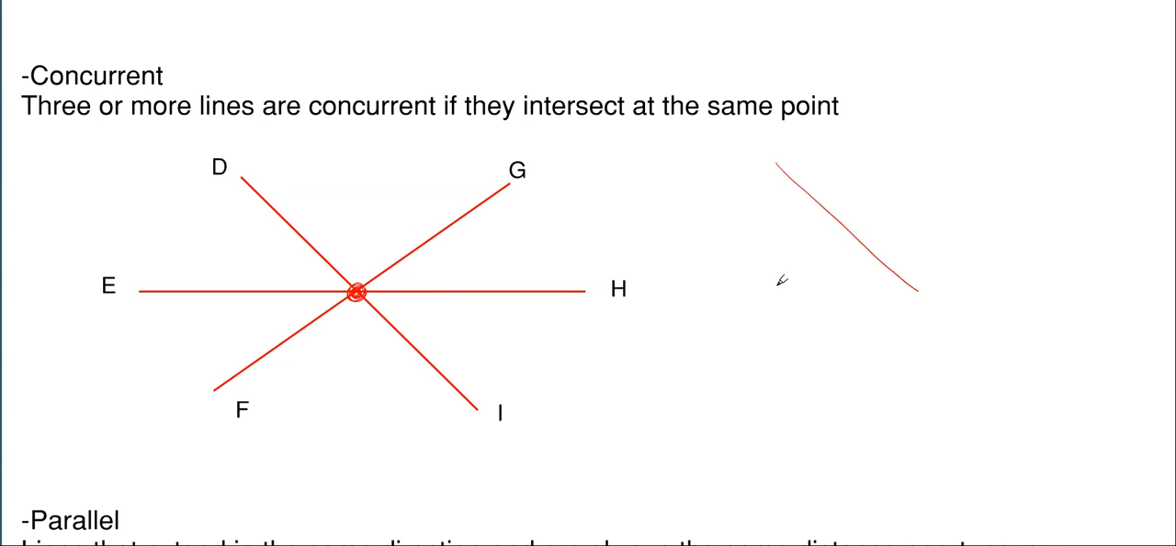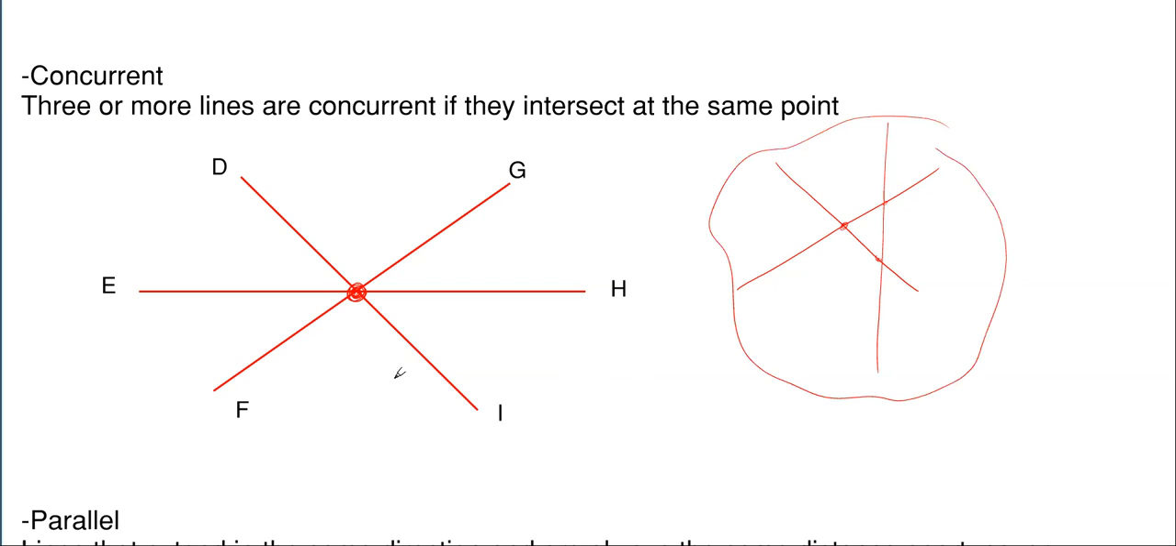Now, we had something that looked like this. You see how there's like a little gap right there, or maybe I should make it a little bit bigger. Hang on. Unless your TV is really huge, you probably won't be able to see that. Let's make it look something like that. Well, these 2 lines intersect at the same point, but this third one, nah, it's a little bit off. So this right here is not concurrent. This on the left side is concurrent.